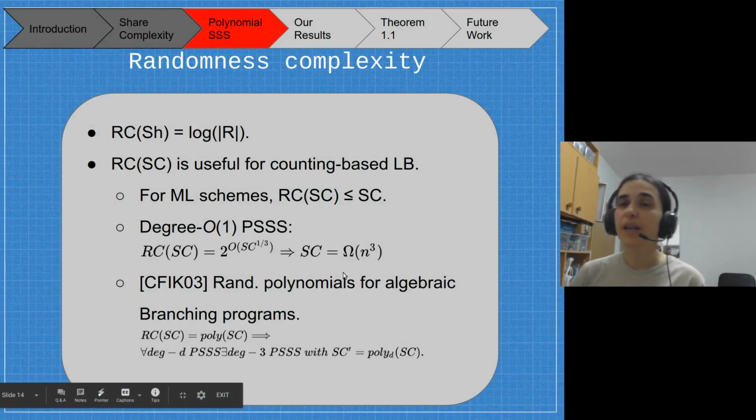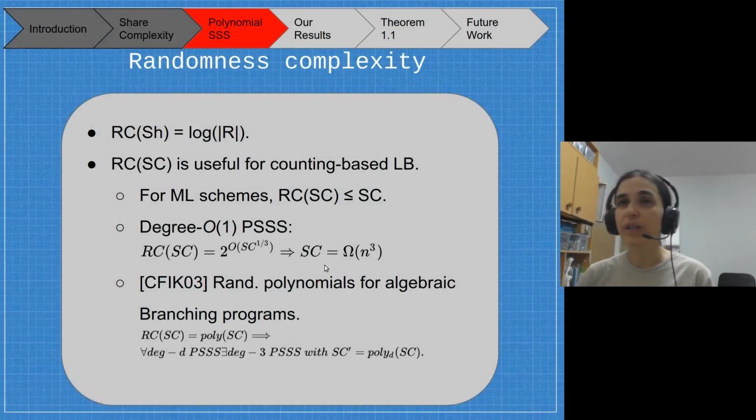Okay, another measure that we consider is the randomness complexity of secret sharing schemes. So what is the randomness complexity? It's basically the length in bits of the randomness received by the sharing algorithm. Okay, so why is it interesting? Let me try to convince you that it's interesting.